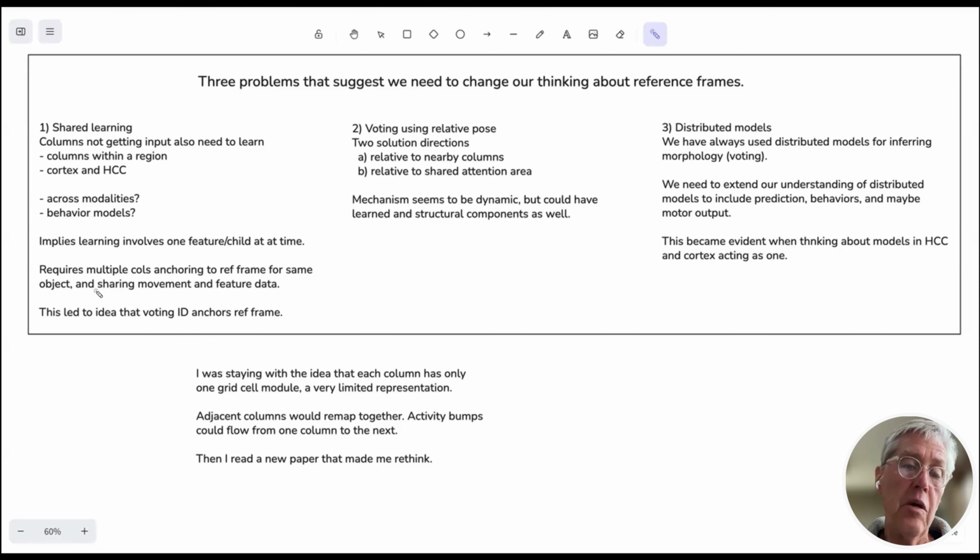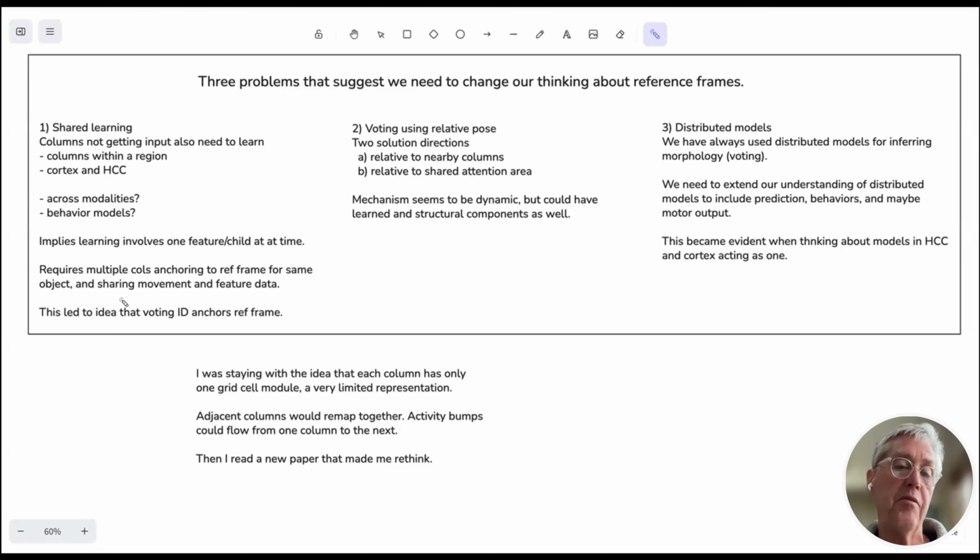I use the word sharing movement as opposed to sharing location because the theory is that once you do have a single location correctly, I'm a column and I'm not observing anything, but if I did know the correct location, then any movement vector that comes in, I can apply to my reference frame. So someone doesn't have to necessarily be passing me the location. I could just be sharing movement, and everybody's updating their locations independently. But then you have to ask, how did you know the location to begin with?